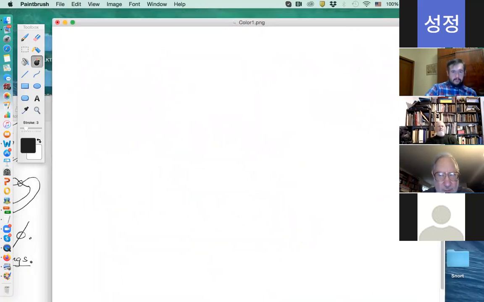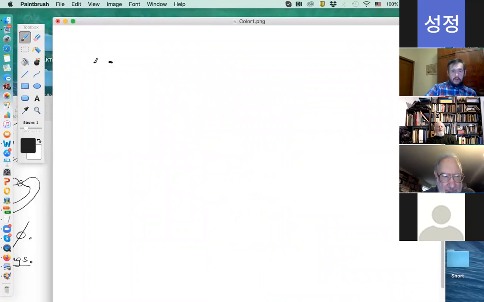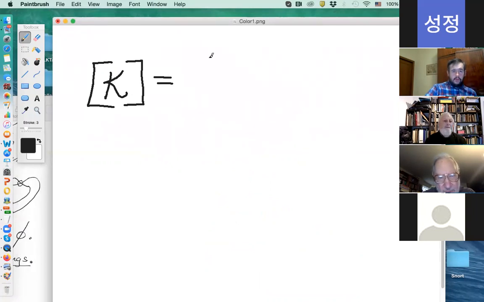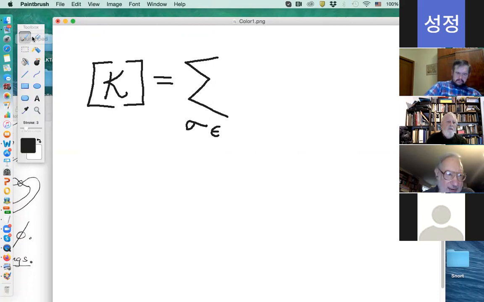So I want to give you a definition of Penrose's bracket. Penrose's bracket is equal to the sum. This is the theoretical definition out of which all properties will flow. The sum over sigma belonging to K. He's a knot theorist. He thinks that everything is labeled K, but here we're doing graphs, and so it has to be labeled G.